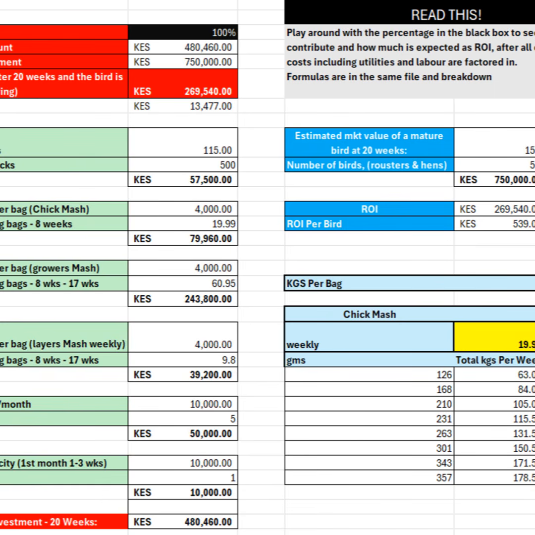Then the cost of feed per bag. Remember, this particular breed is an improved kienyeji bird. This is a hybrid bird. So the mash that I'm giving it is improved kienyeji feed, okay? And 1 bag is 4,000 Kenya shillings. Now, how do I determine the number of bags I need for 8 weeks? Because 8 weeks is the feeding program given to me by my supplier, who is Kenbro.